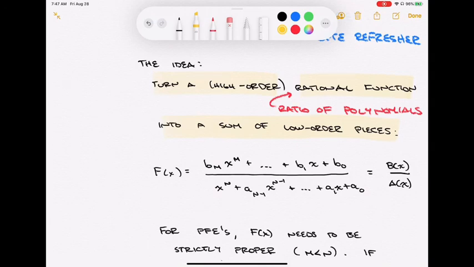A rational function is just a ratio of polynomials in the variable of interest. So I can look at some function of a variable x, let's call it f of x. If it is a rational function, it means that it can be expressed as a polynomial in x in the numerator divided by another polynomial in x in the denominator. Rational function, ratio, right? That top polynomial, we could notate it b of x for shorthand. Same thing for the bottom, we'll call it a of x.